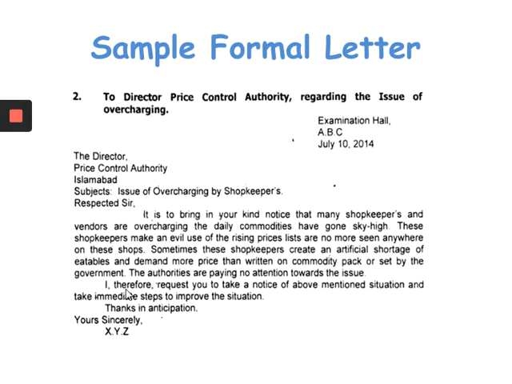X dot Y dot Z. Instead of writing your name, it is always safe and convenient to write x.y.z. Remember, just like in the address, you had a.b.c. Similarly, in the closing, your signature will have x.y.z. You do not have to write your signature. You do not have to write your original signatures.